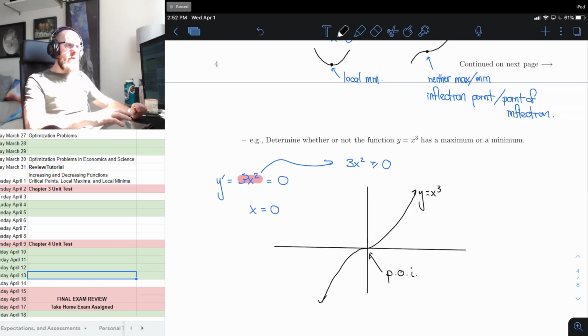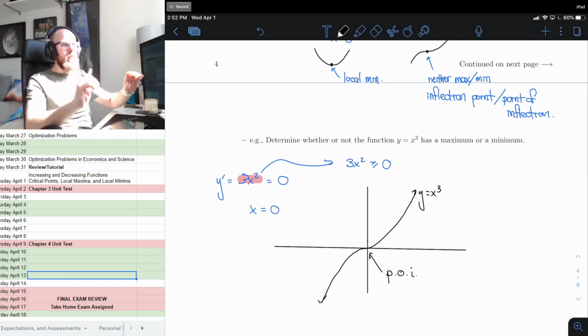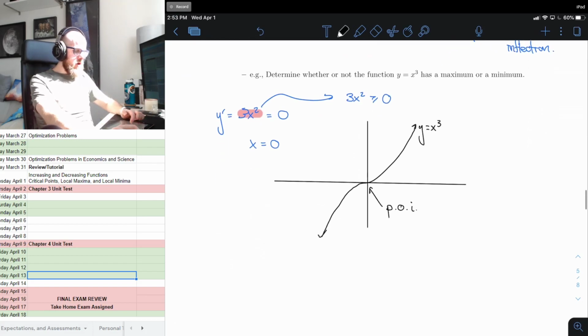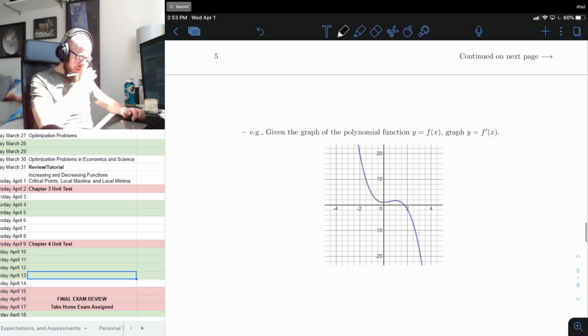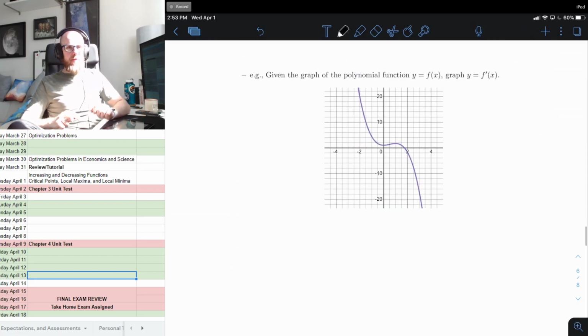And towards the end of this chapter, we are going to figure out another test that allows us to figure out what kind of point of inflection we have, okay? For that, we'll actually need the second derivative, and we'll talk about the second derivative test, but we'll get to that. Okay, so that was a quick little example, and then last example here, okay?